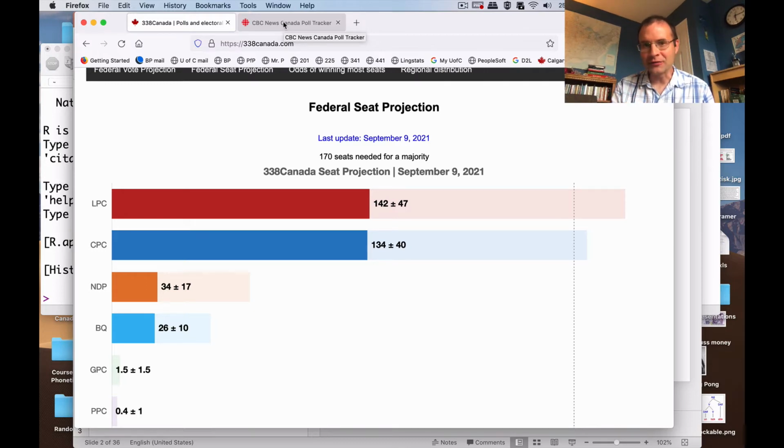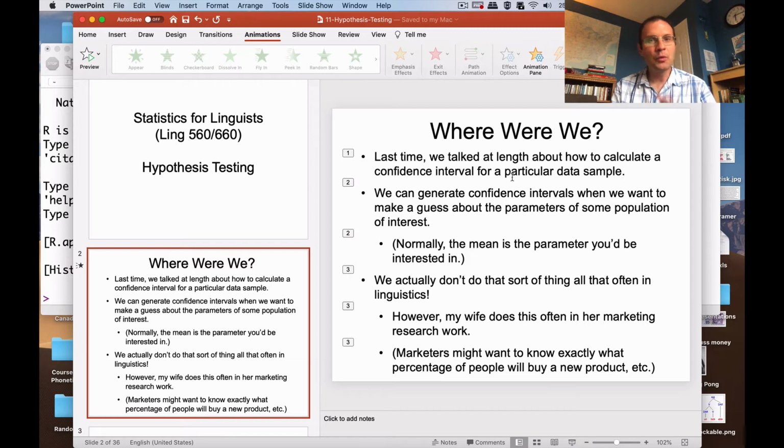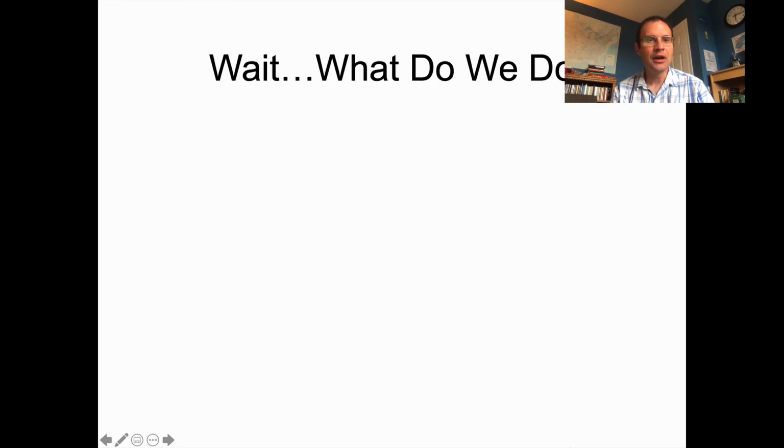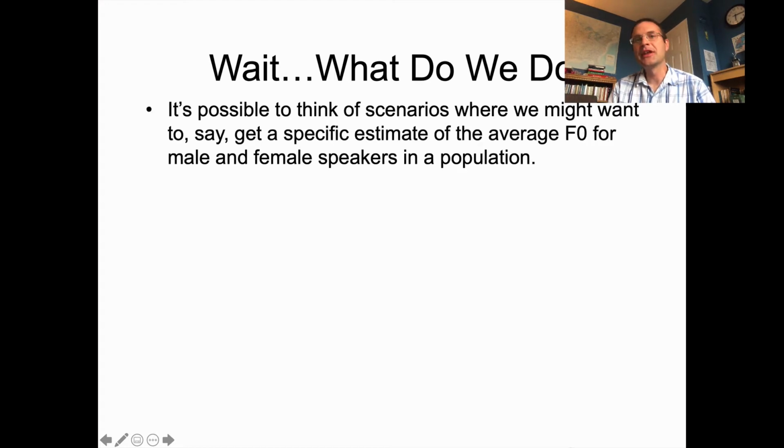That's where that comes from. And you notice the confidence intervals are different, but they're plus minus some mean, right? We don't do that in linguistics all that often, right? It's possible to think of scenarios where we might want to get a specific estimate of the average F0 for male and female speakers in a population. Or like I said, a specific estimate of VOT is one I can think of as well from phonetics.